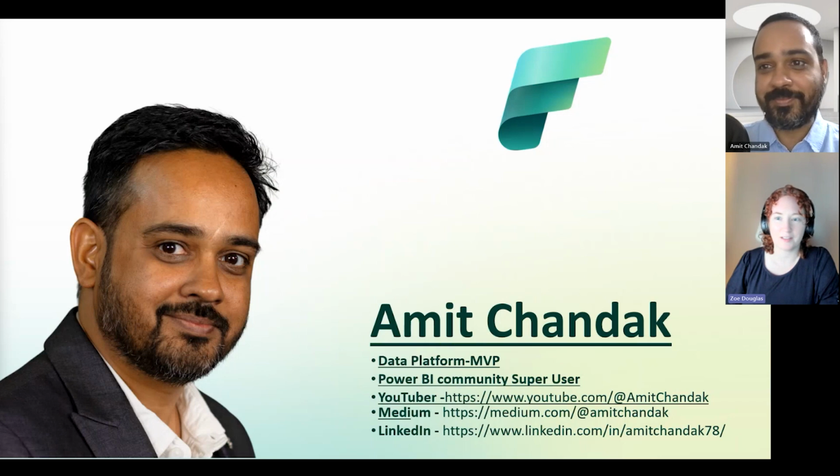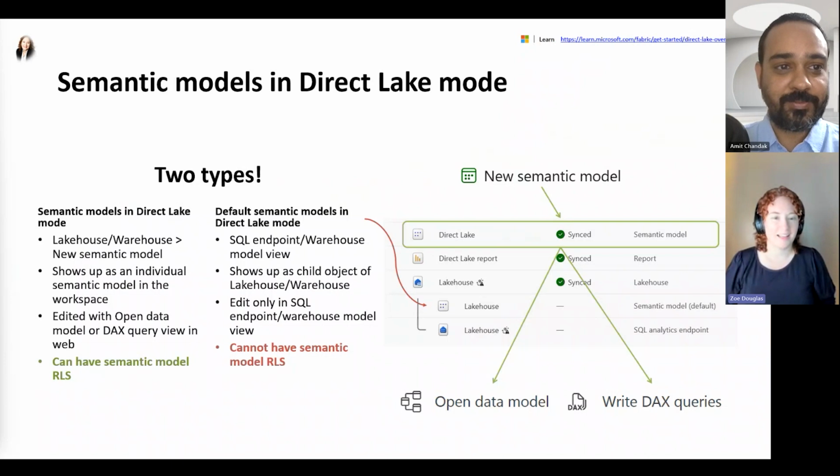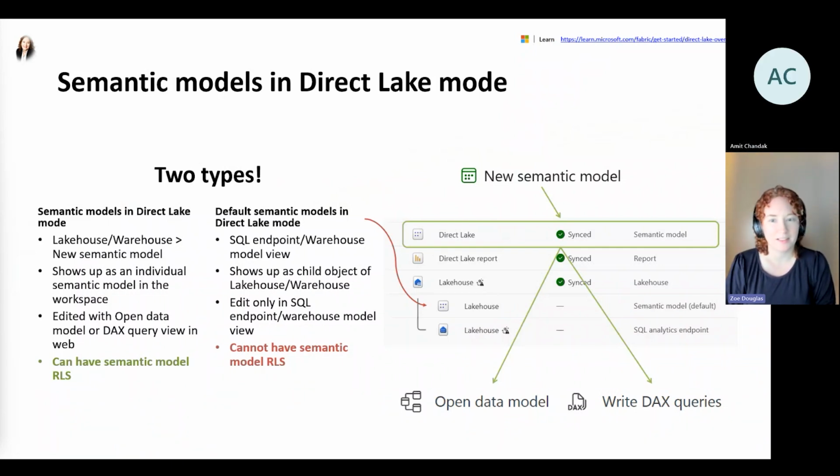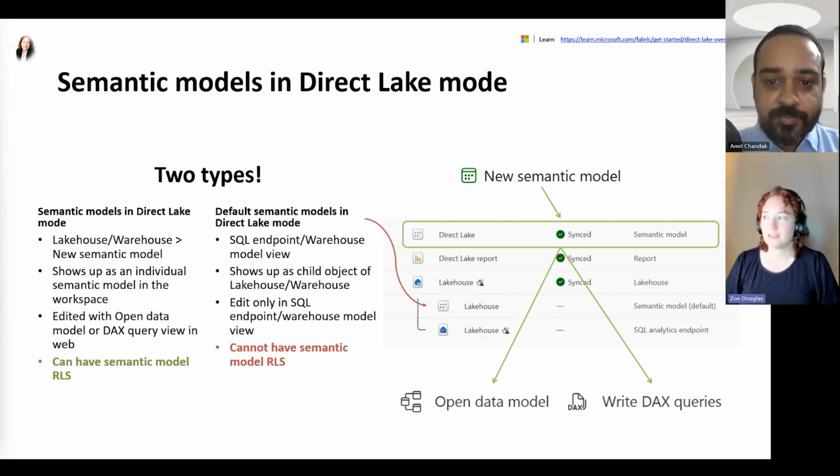Awesome. All right, so I'm going to go through all the background, and then Amit's going to do an amazing demo at the end here. First off, let's talk about the Direct Lake storage mode, right? So we have semantic models in Direct Lake mode. Now there are two types. This is kind of important, especially when we talk about row-level security, right? So we have the one where you go to the Lakehouse and you click that new semantic model button, and then that will create it as an actual item in the workspace, just says semantic model. That's what this one here is.